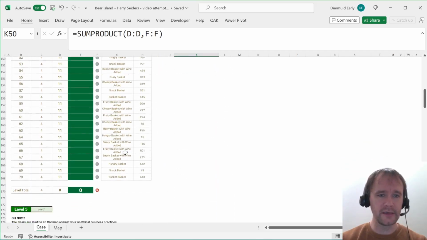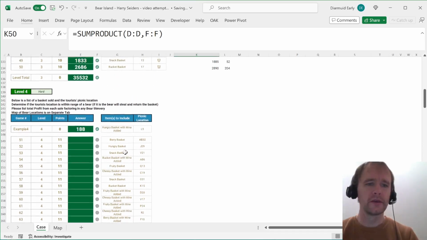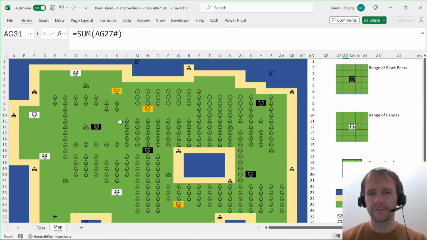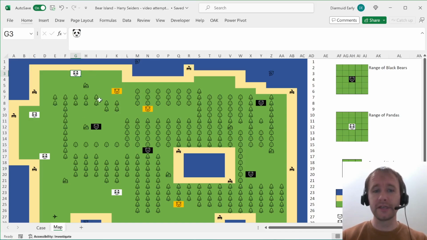And then let's see how much of level 4 we can actually get out. So, oh yeah, this is where we need to think about the ranges of the bears. You could write a formula to figure out, for each cell, is this cell within 2 of a panda or other things like that. But that's quite hard. And so the easier thing to do is just to copy paste.